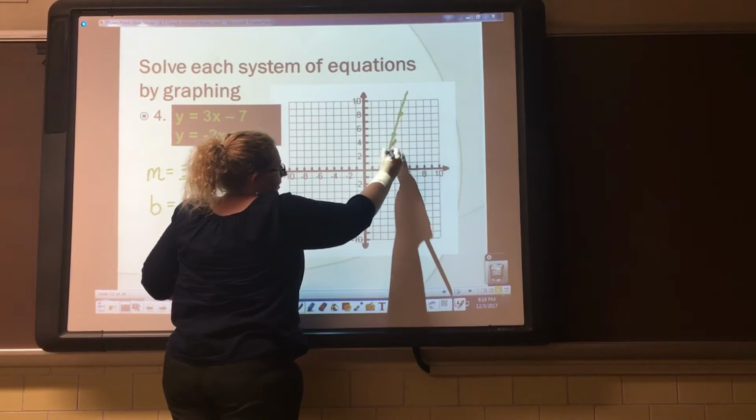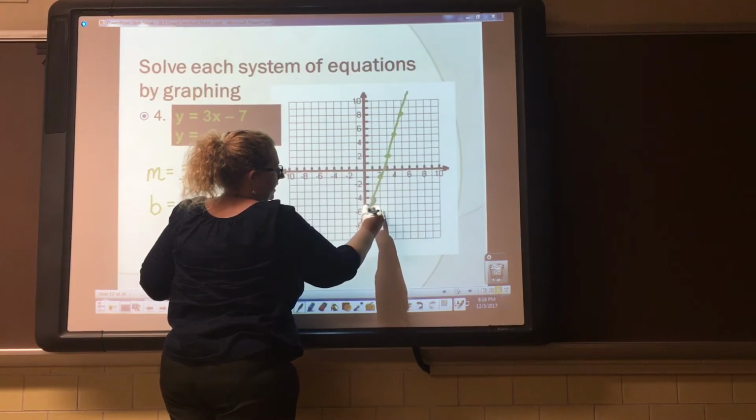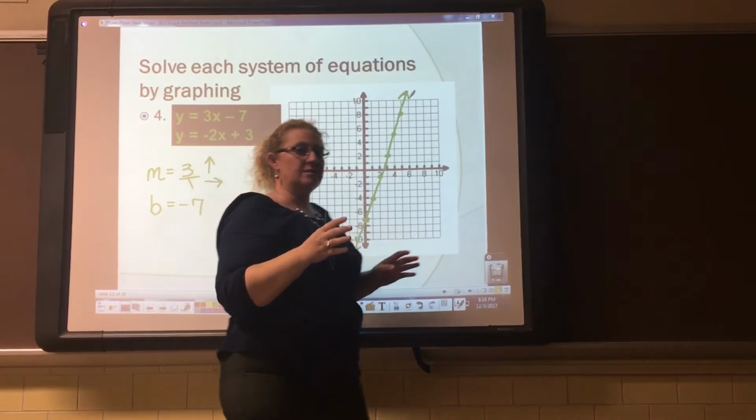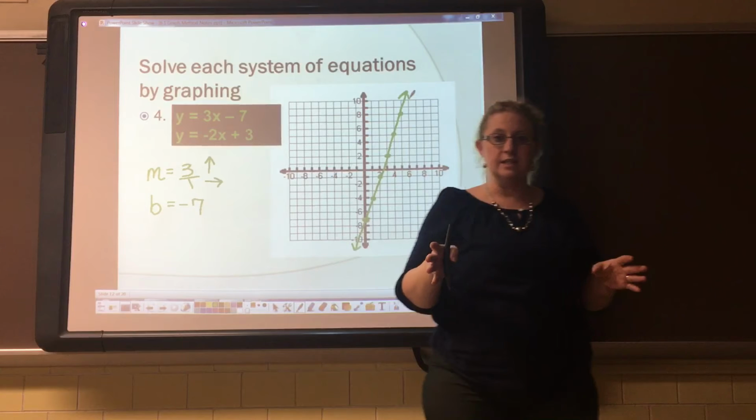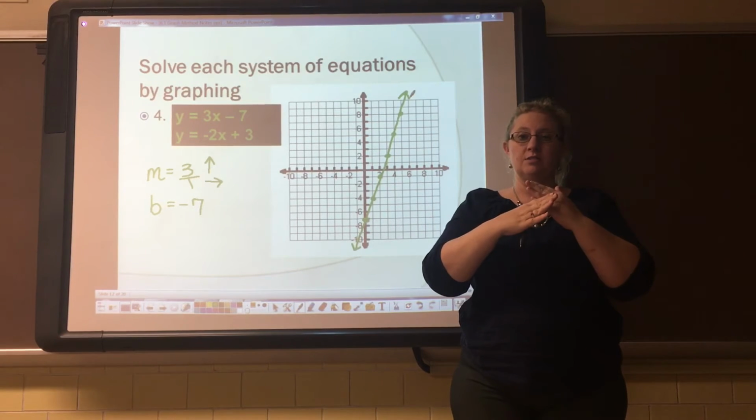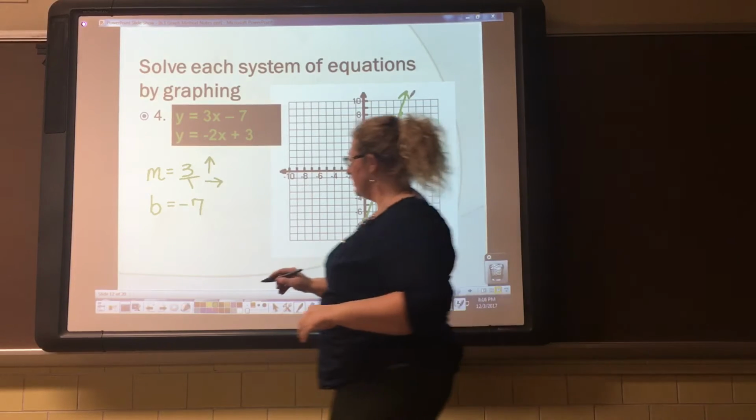Use the side of your binder or book as a nice straight edge. It will be super important for these lines to be straight. I don't want any curviness, because if they're not straight, then you're not going to be able to figure out where they cross.